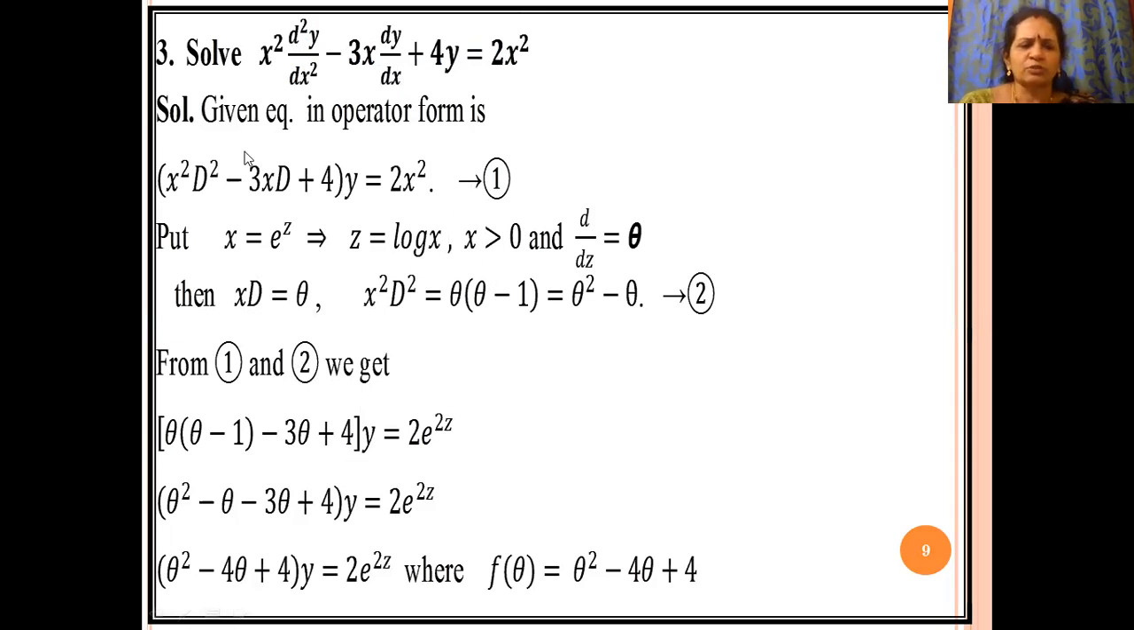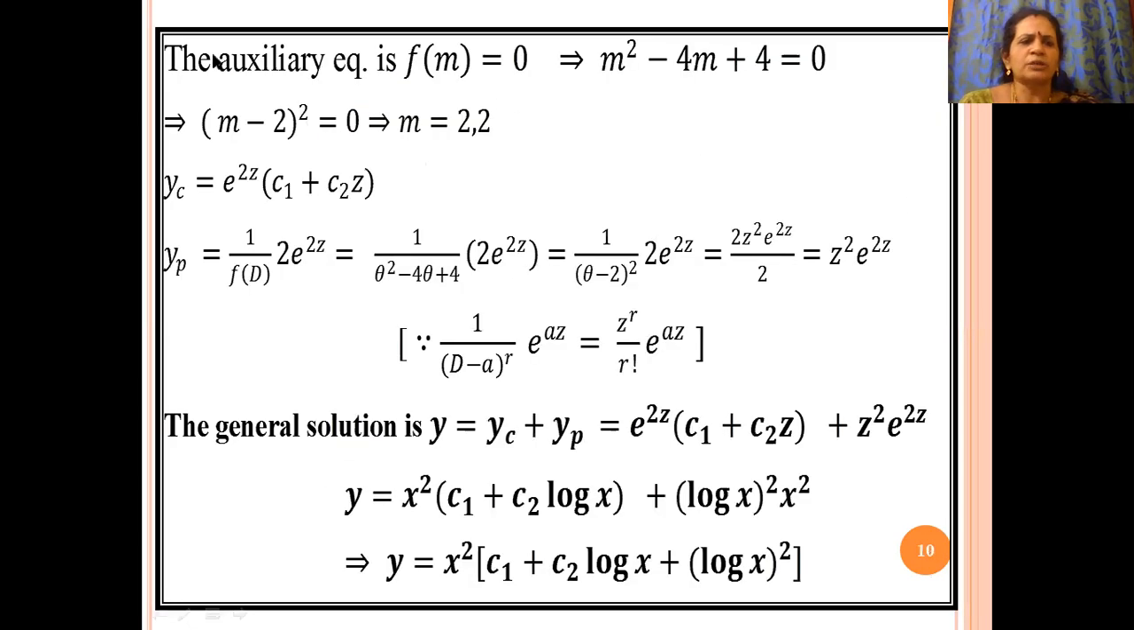Now put these two values in our equation. So finally we get f of theta is equal to theta square minus 4 theta plus 4. From this you can write down the auxiliary equation, that is f of m is equal to 0. Write down the factors. We get the m values as 2 comma 2, because m minus 2 whole square is equal to 0. From that we get m is equal to the repeated roots 2 comma 2, right?